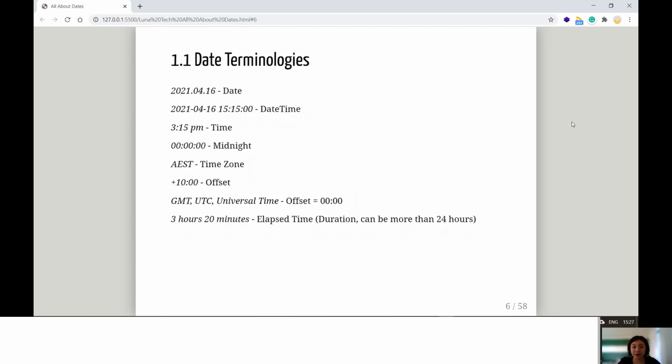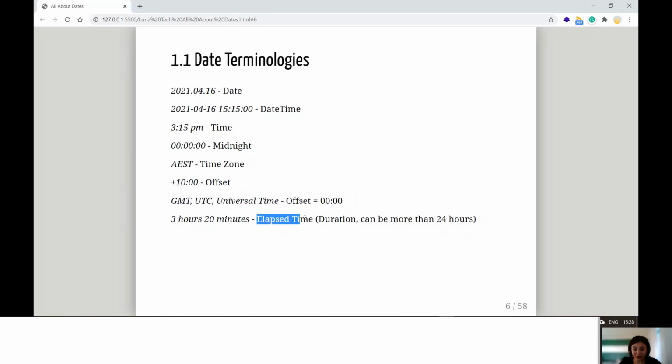And there are some date terminologies. I believe everyone should be quite familiar with these things. Date is just date. DateTime contains a time, midnight, time zone, and offset, right? Actually, time zone and offset are different, which I'm going to cover later. But these things, I find sometimes people get confused. GMT, UTC, universal time, they're all the same, meaning the offset equals 0. And that's the server time we're using for all the dev test servers and production servers.